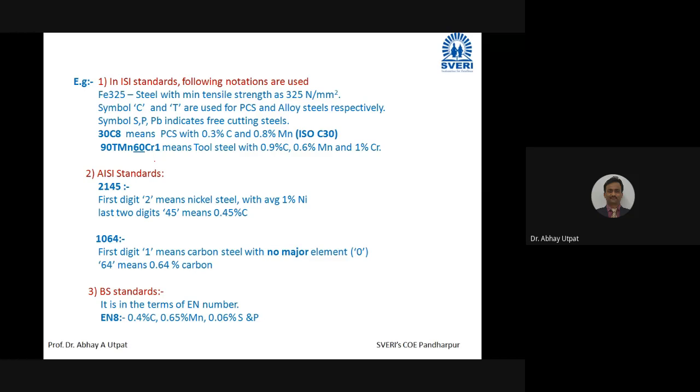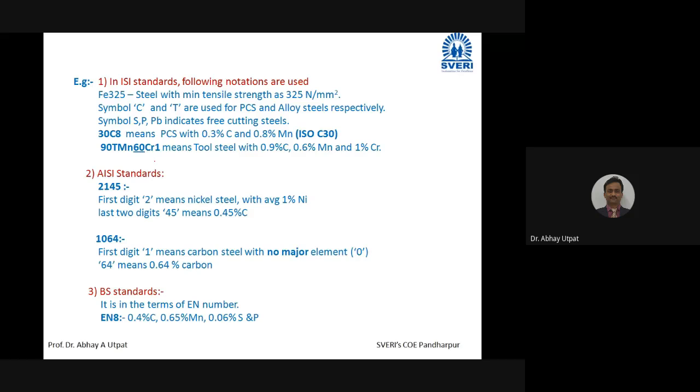There are a number of guidelines. I have taken only a few guidelines for your understanding. More than 1,000 pages are there in that book where these codings are given. Let us see the example 30C8. So I have made this component using 30C8.